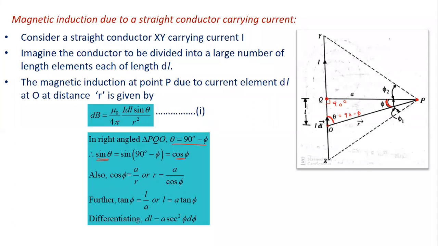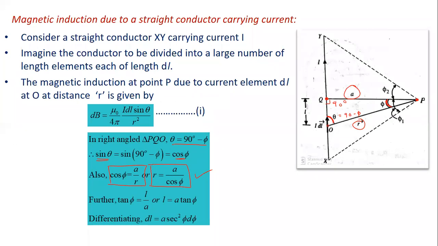Also, by trigonometry, cos phi is the adjacent side divided by the hypotenuse, which is r. So cos phi is a by r. So r is equal to a upon cos phi. So this is r by using trigonometry. Further, tan phi.